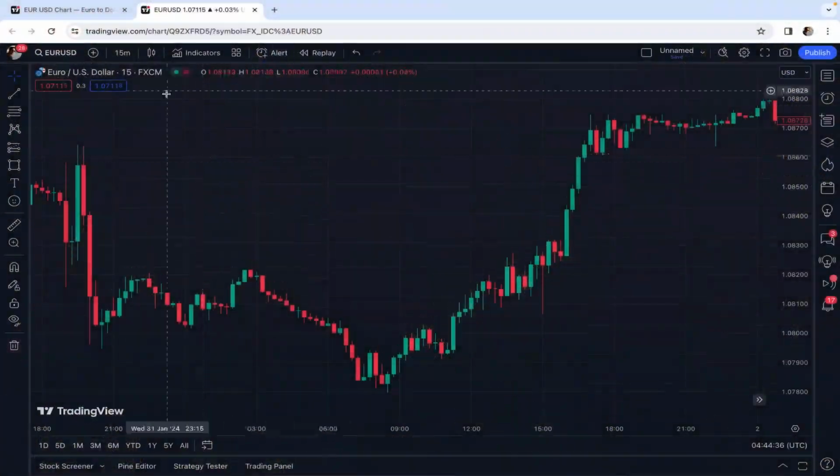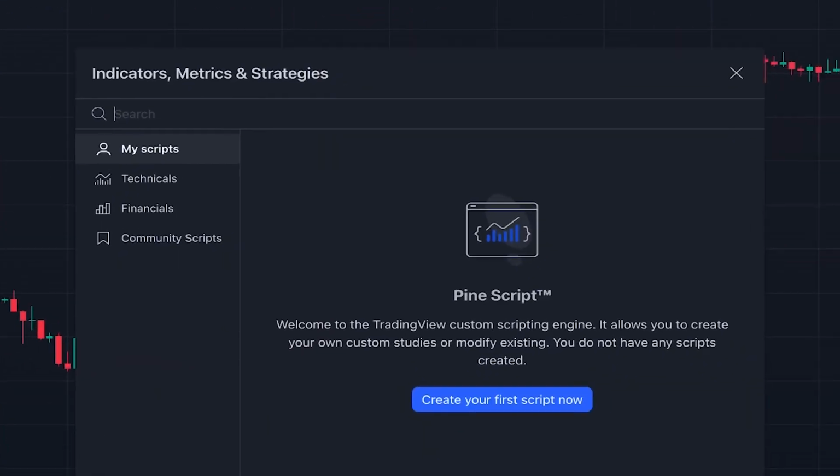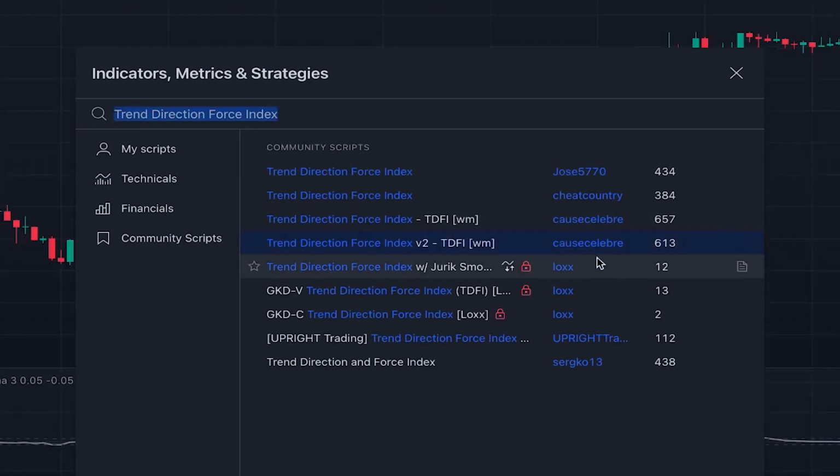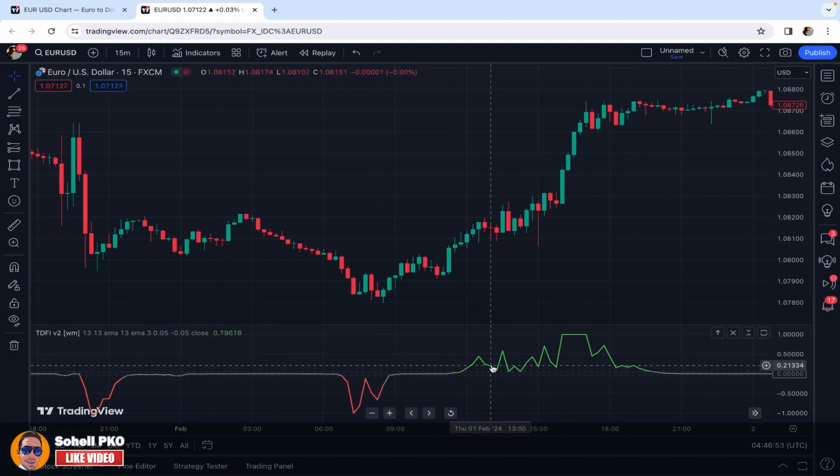To add this wonderful indicator to our chart, here we click on indicators and we search trend direction force index. We add this one, trend direction force index version 2, which is written by someone named Kozak Elbre, if I'm pronouncing the name correctly. Alright, this is the indicator, and as you can see, it's added here below the chart.